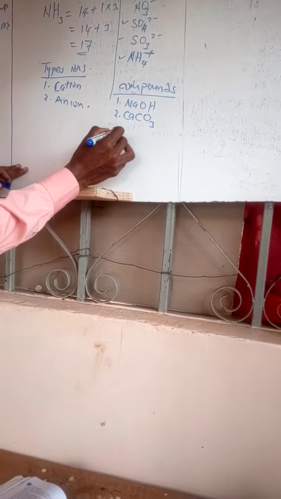For example, if we want to calculate the relative formula mass for sodium hydroxide, the relative atomic mass of sodium is 23, oxygen is 16, and hydrogen is 1. As you add all of them, 23 plus 16 plus 1, the answer becomes 40. Therefore, the RFM of sodium hydroxide is 40. And it will apply to the rest.